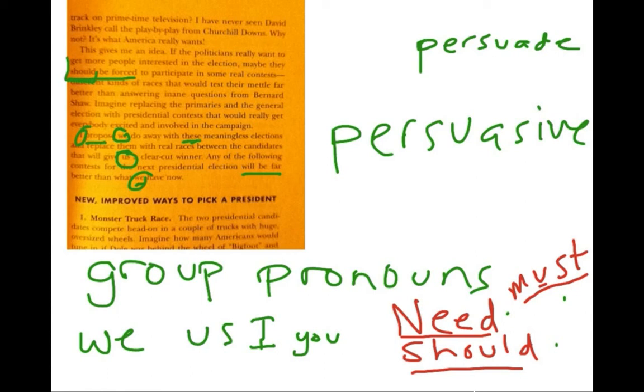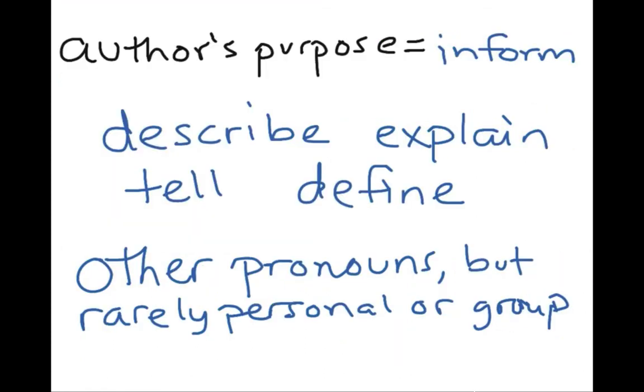The last type of writing is informative writing. In this, the author is trying to describe, explain, tell, or define. Now, it can be something like an instruction manual where it tells you how to use a product, but it could also be like a history textbook where it's explaining all the things that happened. It doesn't have an opinion. It's not trying to entertain you. It just tells you information.